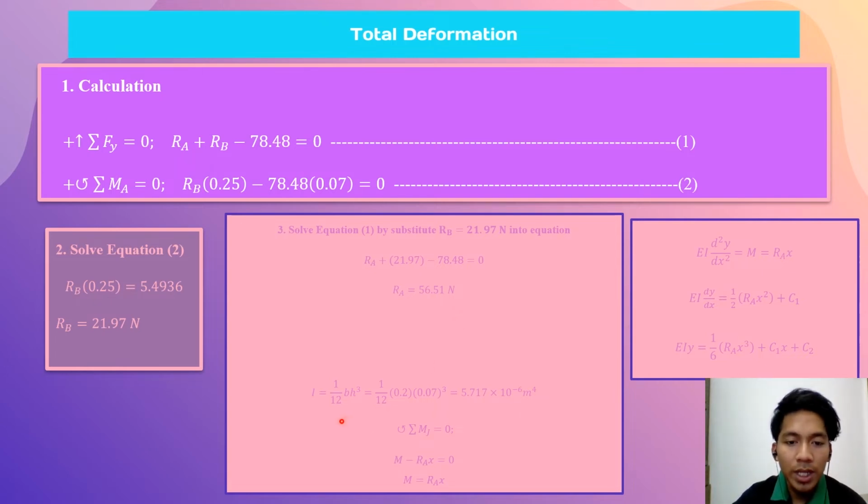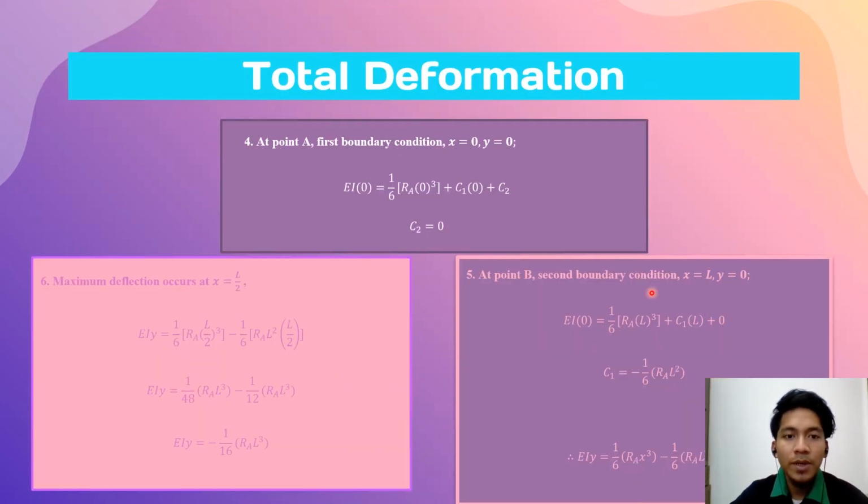Next, we will use the moment inertia equation to find the moment at point J, which is M equal to RAX. And the next one we use the elastic curve equation. So when we use the elastic curve equation, we will get 1 over 6 times RAX cubed plus C1x plus C2. Step number 4, at point A, the first boundary condition is x equal to 0 and y equal to 0. So by plugging in this value, we will get C2 equal to 0.